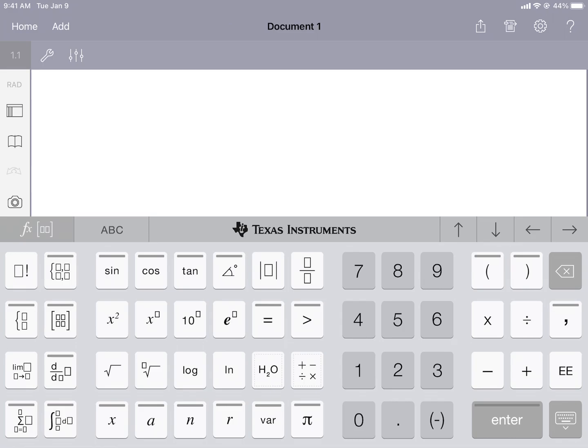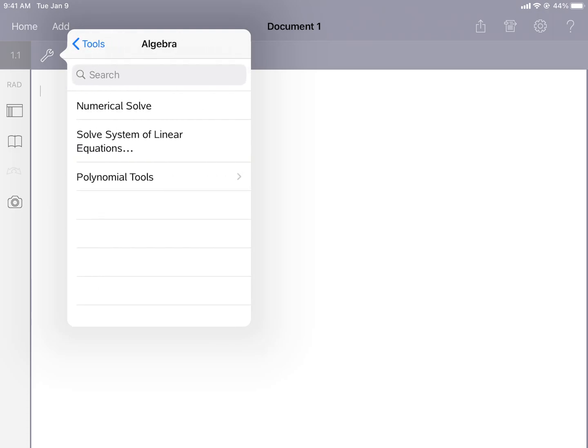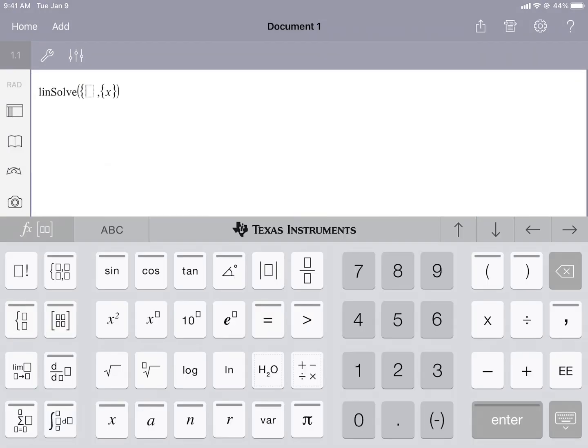And we're going to solve this similar to the way we would solve a system. So we go to menu 3, 2. So the third one down is algebra. The second one down is solve systems of linear equations. But the difference is I only have one equation. So I'm going to change the number of equations to 1 and hit OK.